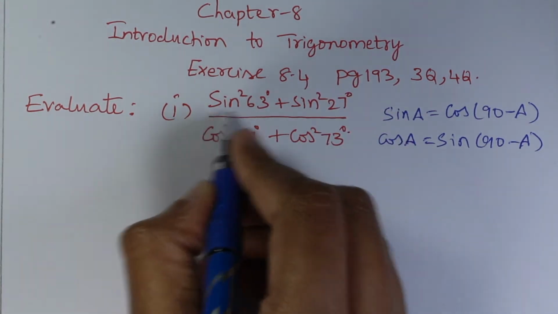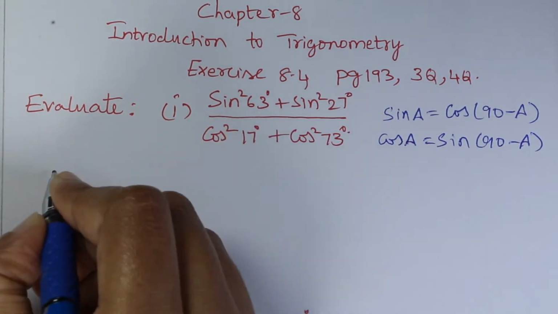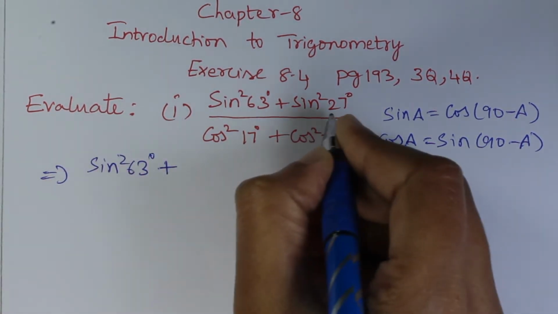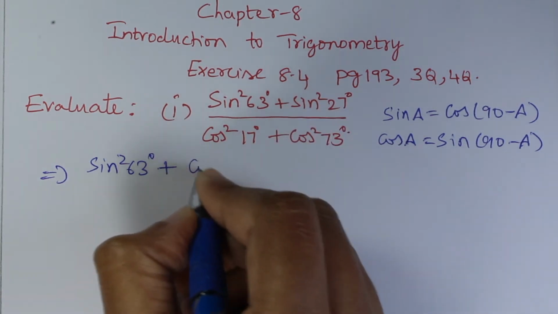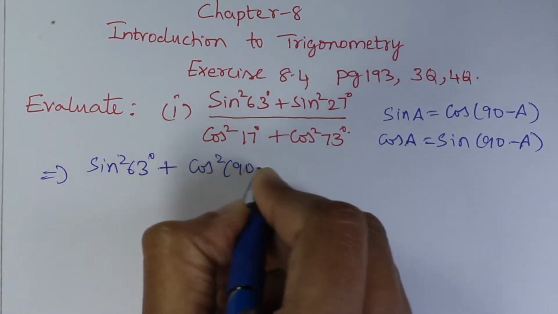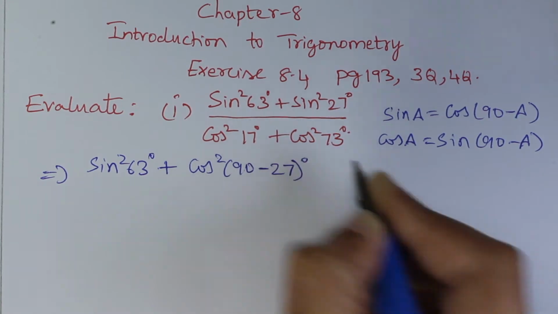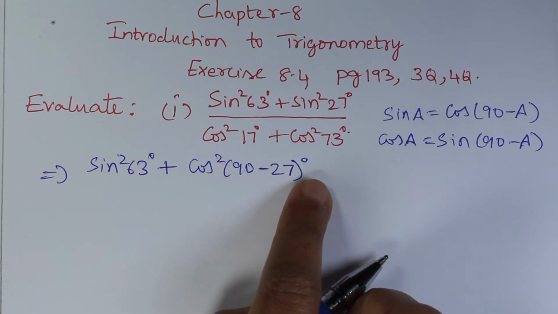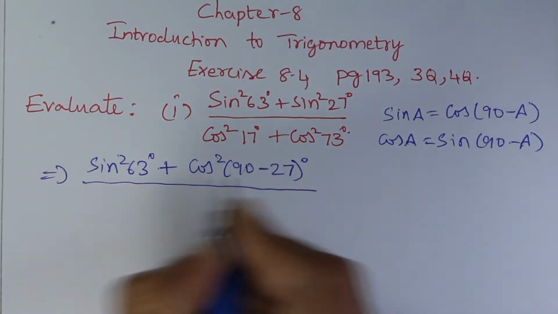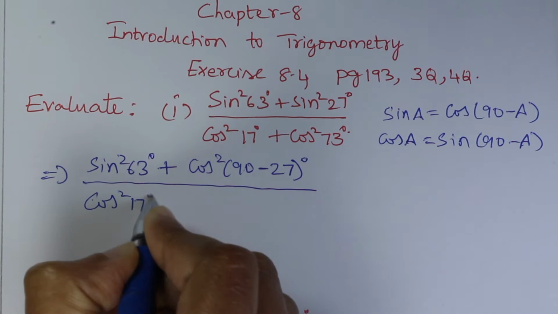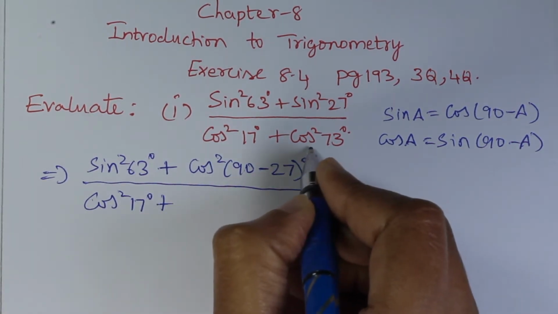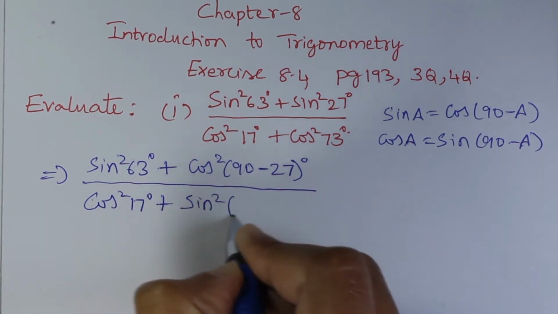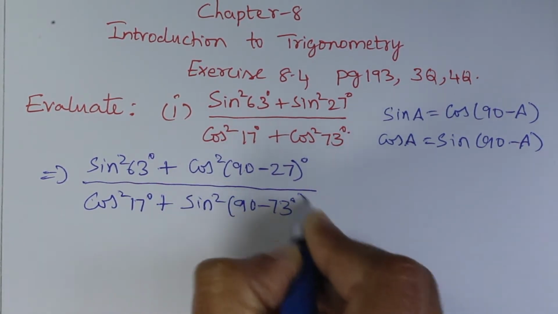Okay, first of all, sin square 63 plus sin square 27 can be written as cos square of 90 minus 27 degrees, right? Because sin a is equal to cos of 90 minus a, divided by cos square 17 degrees plus cos 73 can be written as sin of 90 minus 73. Sin square of 90 minus 73 degrees.